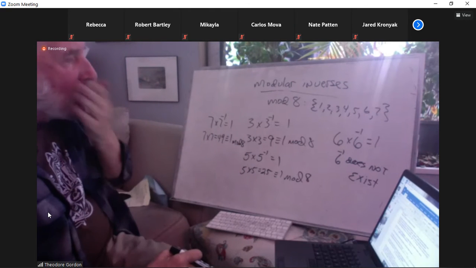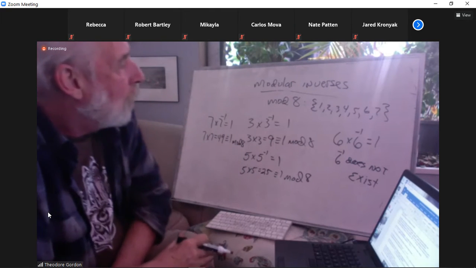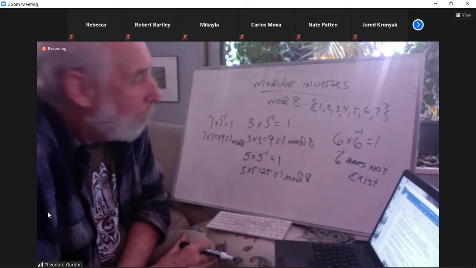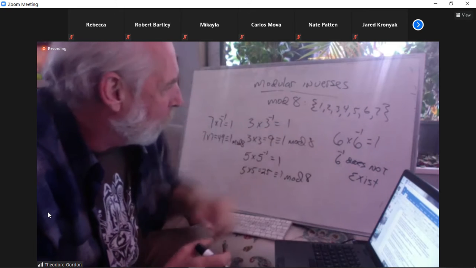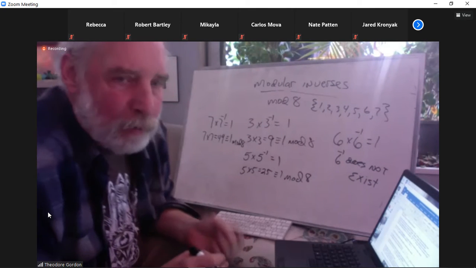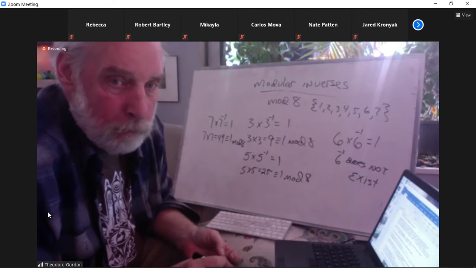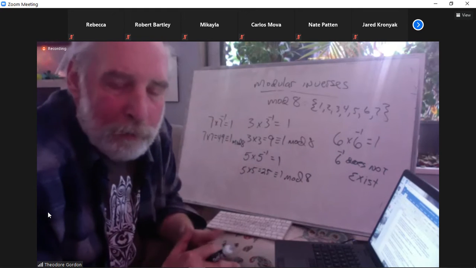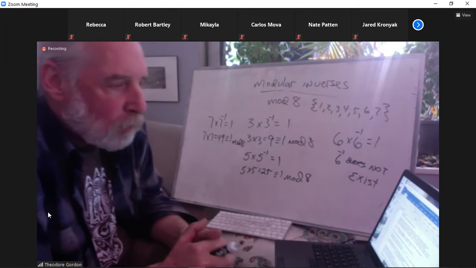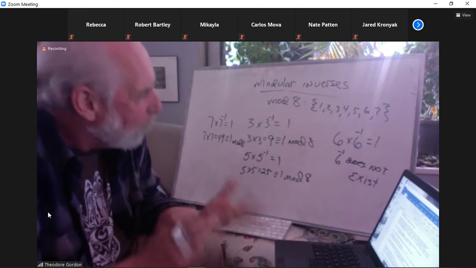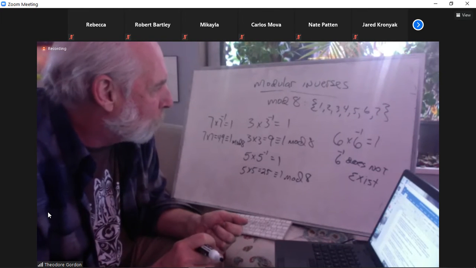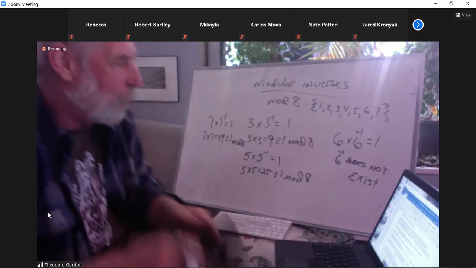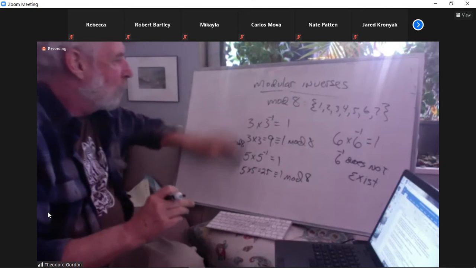All right, so in mod 8, the only elements that even have a multiplicative inverse are 3, 5, and 7, and they are their own inverses. That's it. Nobody else has an inverse here. So you can't do things with mod 8 in modular world. All right, let's try this.